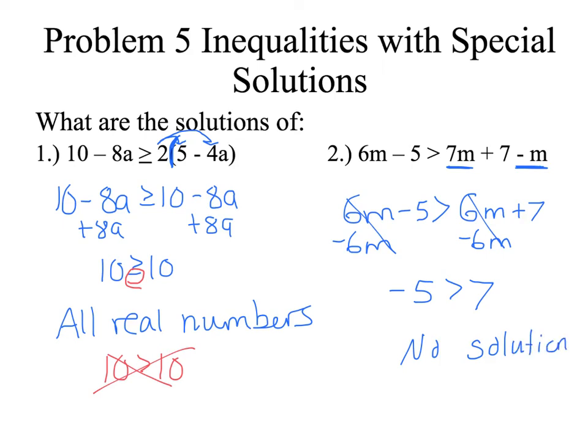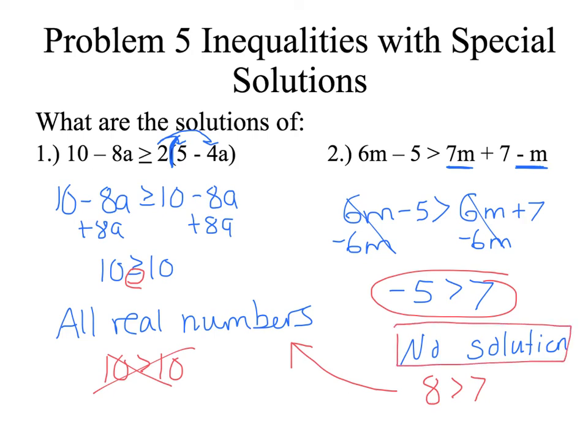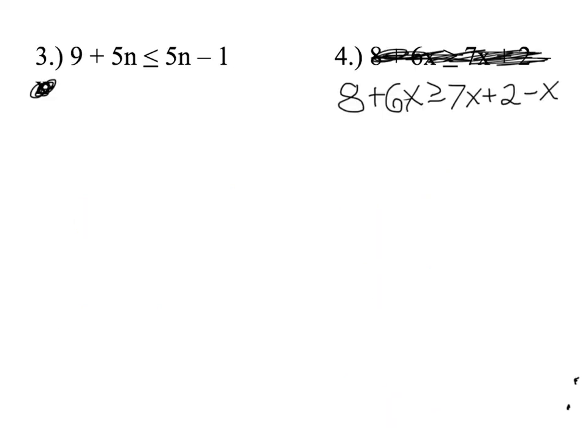Now, I don't want you to think just because you got different numbers, it's no solution. If by some chance we would have gotten 8 is greater than 7, that's always true. So in that case, it would have been all real numbers. Okay, so it wasn't no solution because we got two different numbers. It was no solution because we got a statement that was false. Negative 5 is not greater than 7. That's what made it no solution. Okay? Okay, and then 2 more.